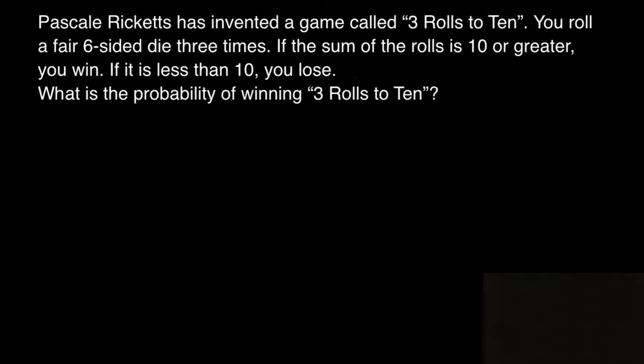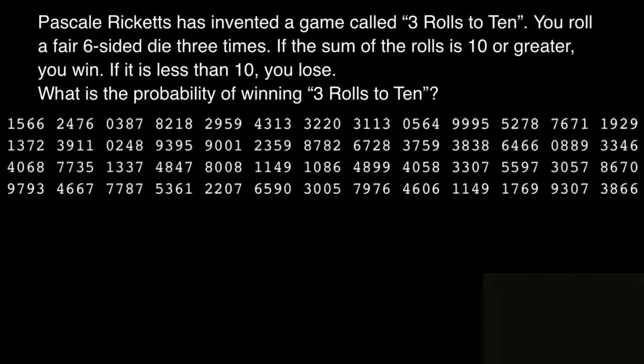So let's do that. And to help us, I'm going to have a computer generate a string of random digits from 0 to 9. Remember, we're rolling a fair 6-sided die. So the outcome could be 1, 2, 3, 4, 5, or 6 for each roll. In this random number list that the computer has generated, I do get digits from 1 to 6, but I also get the digits 7, 8, 9, and 0.